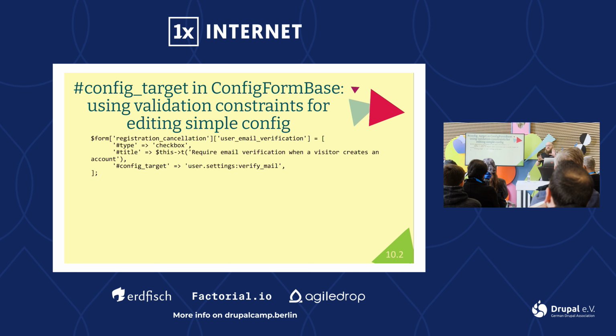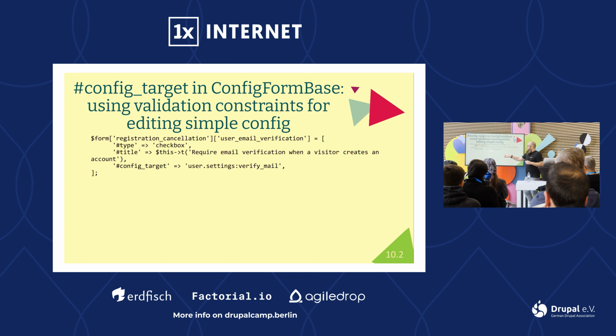So I'm gonna shift a bit to something in Form API, which is really closely related to it, because there is now a hash config target in config form base, which allows you for simple config, so only configuration, not config entities basically. Drupal's config system is split up into two parts, one part being simple config, which is all kinds of settings, and the other part being config entities, which is things like views that you create and that you can export.